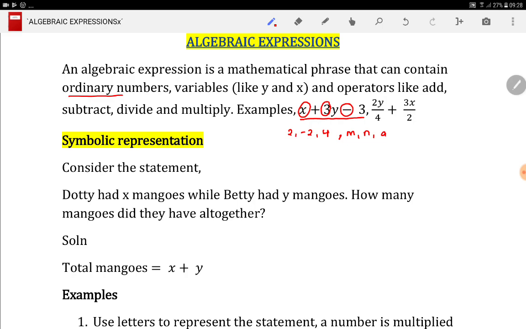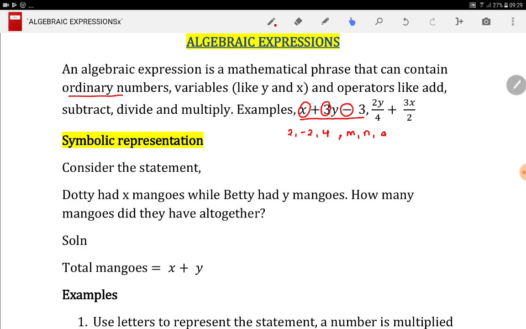Now, we can form an algebraic expression from a statement, and that is what we call symbolic representation. Now, consider the statement, Dottie had x mangoes while Betty had y mangoes. How many mangoes did they have altogether? For you to get the total number of mangoes the two had, you will have to add the mangoes that each one of them had. Therefore, total mangoes will be given by x, the mangoes that Dottie had, plus y, the mangoes that Betty had.